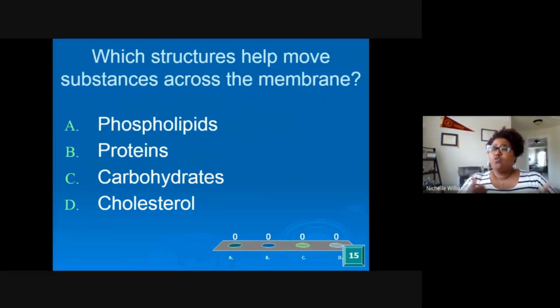All right, so let's do a quick assessment. Let's see where you are, if you're getting what we're saying here. Which structures help move substances across the membrane?